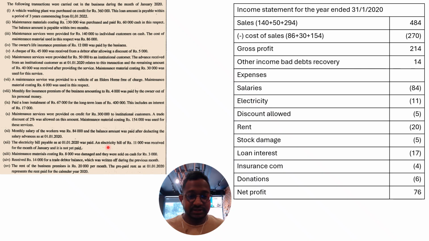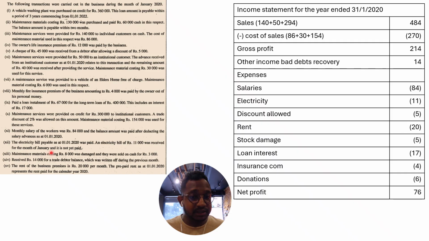Month salary of the workers 84, and the balance amount was paid after deducting the salary advance. So 84 totally you should consider as an expense here. The electricity bill, 11,000 is the electricity bill that you should consider as an expense here. The expenses that are relevant for the current accounting period, right? And the material costing 8,000 was damaged, so that damage 8,000 you should deduct when it comes to the expenses.